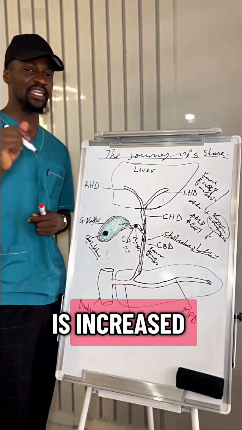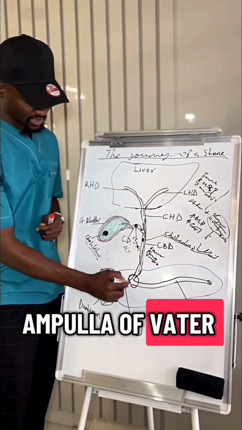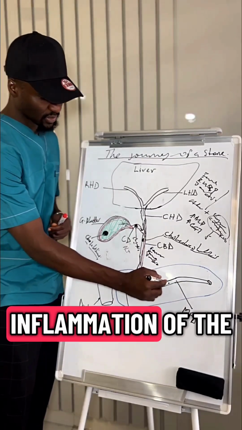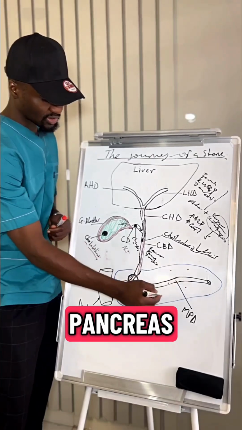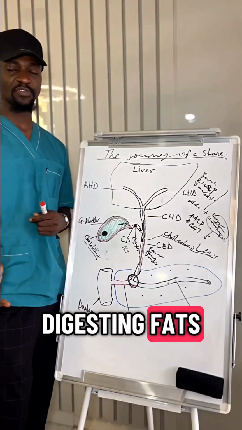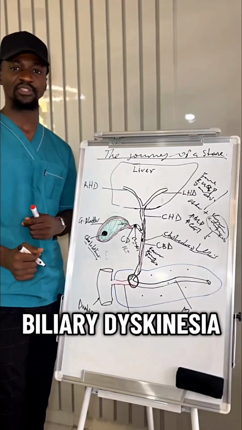And when there is increased biliary dyskinesia around this ampulla of Vater and the sphincter of Oddi, it can cause what? Further inflammation of the pancreas. What are you going to experience? Watery stool, problem with digesting fat, protein, carbohydrates. That is what we call primary biliary dyskinesia.